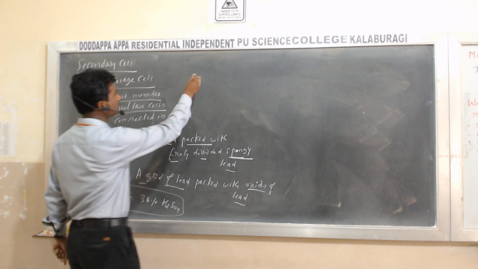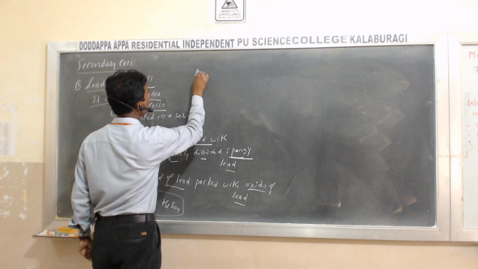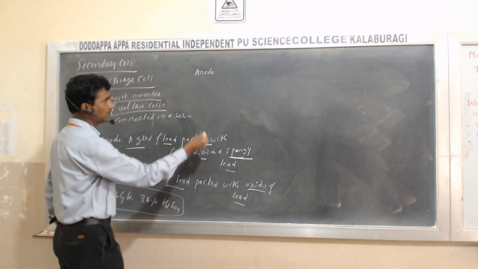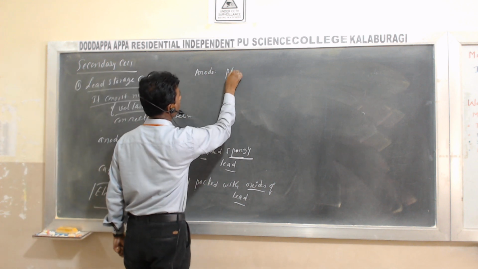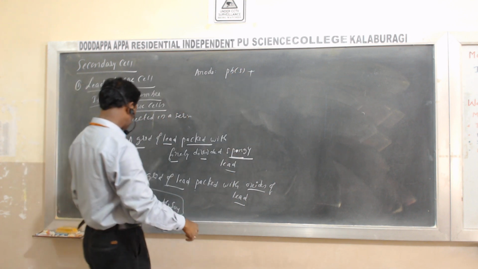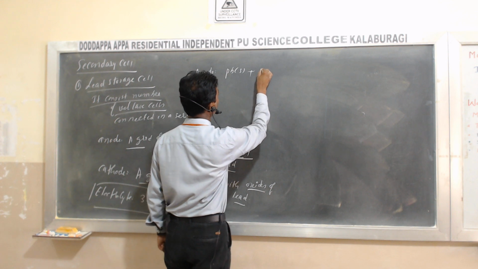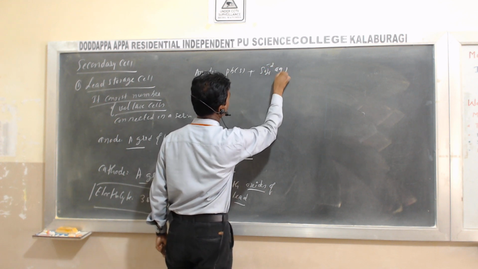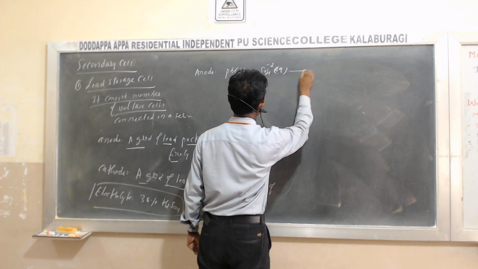Very important thing is you have to write down the anodic reaction and the cathodic reaction. Which is the anode? Lead, Pb solid, dipped in a 38% solution of sulfuric acid. Sulfuric acid contains SO4 2- ions. So it gives PbSO4.